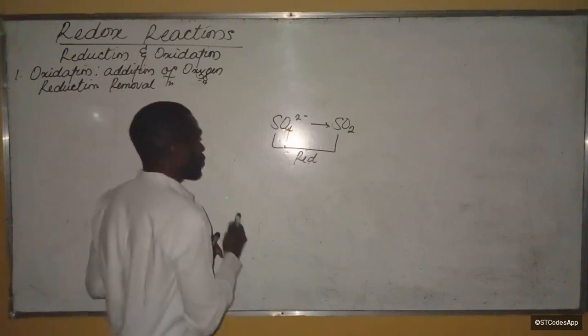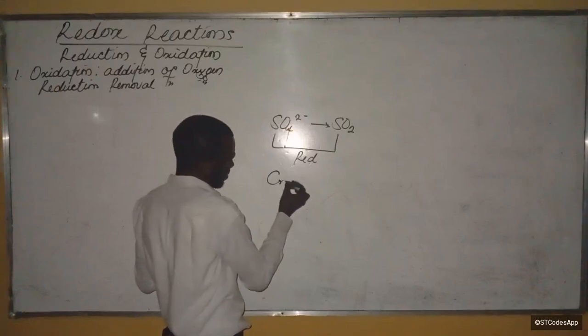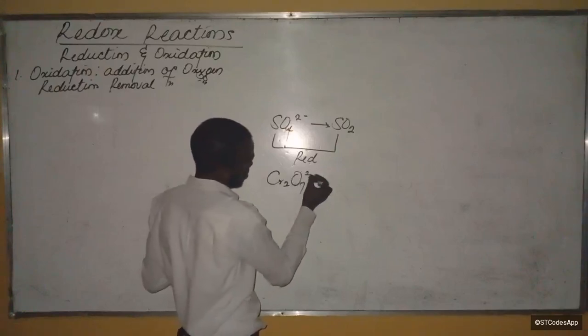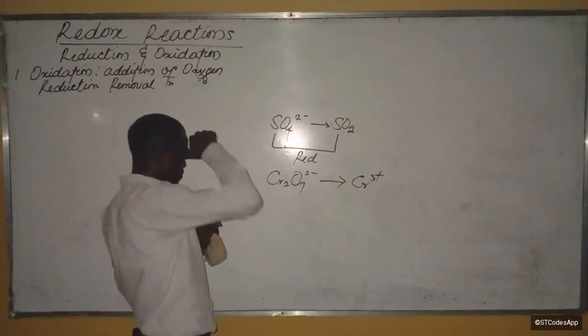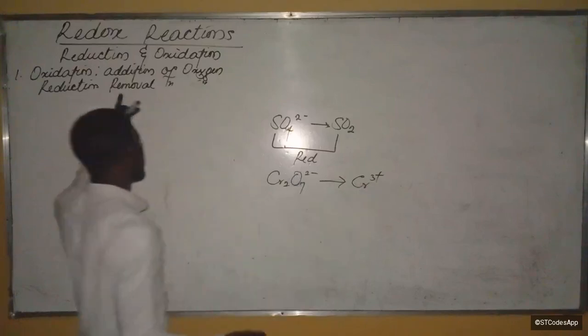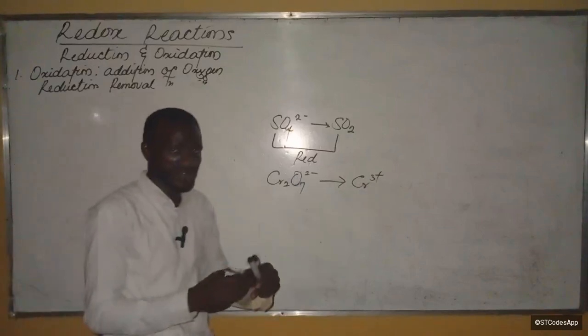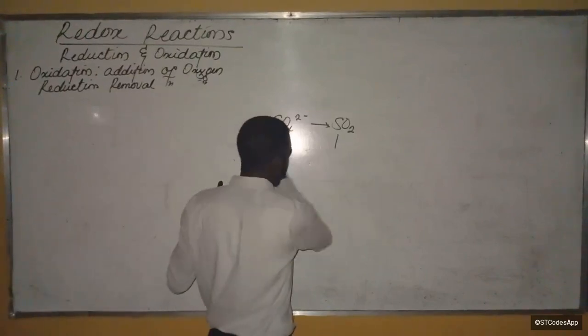Now, what if I show you something like this? What if I have something to go to Cr3 plus, for example. If I go from here to here, oxygen is here, no oxygen is here. That's also reduction, because oxygen has been removed. Is that clear? Good. So that's what oxidation is and reduction is.